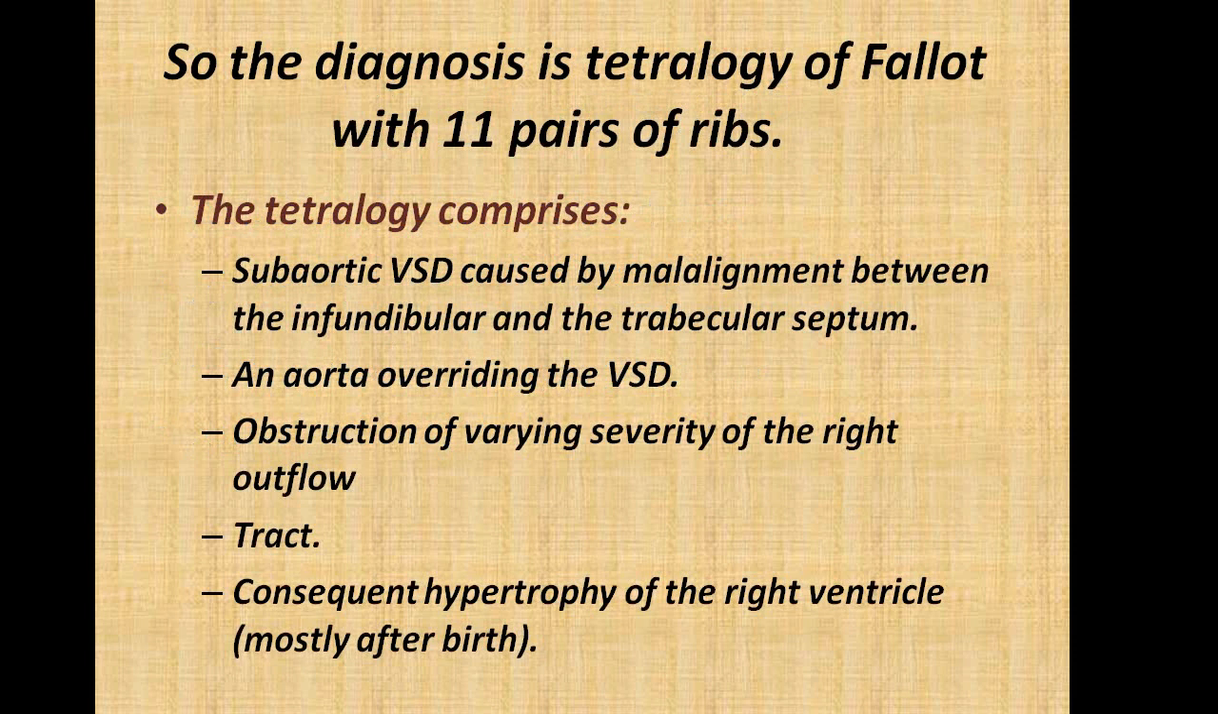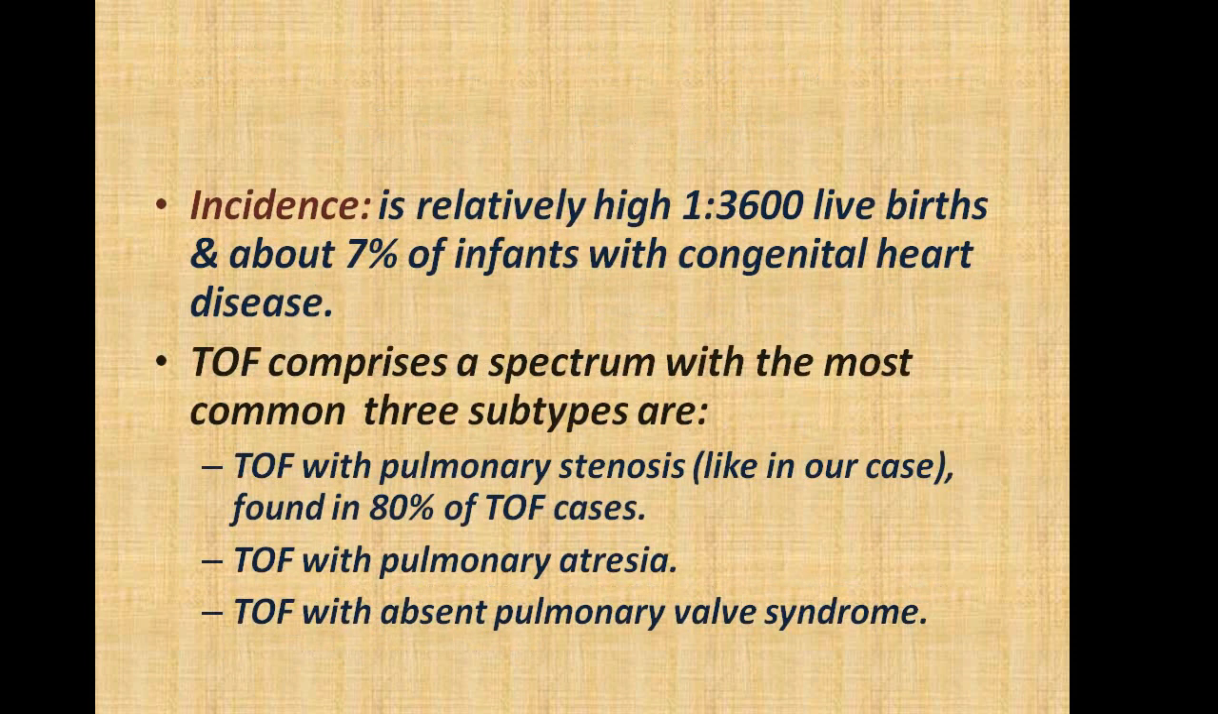The tetralogy comprises subaortic VSD caused by malalignment between the infundibular and trabecular septum, an aorta overriding the VSD, obstruction of varying severity of the right outflow tract, consequent hypertrophy of the right ventricle mostly after birth. The incidence is relatively high, 1 per 3,600 live births, and about 7% of infants with congenital heart disease.